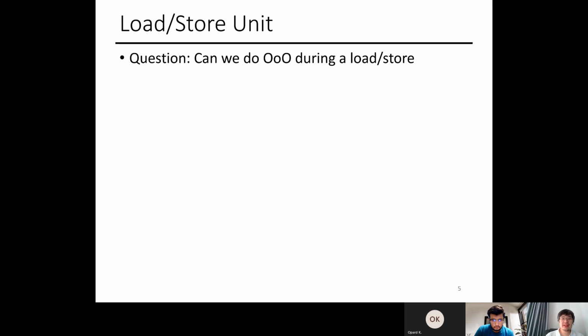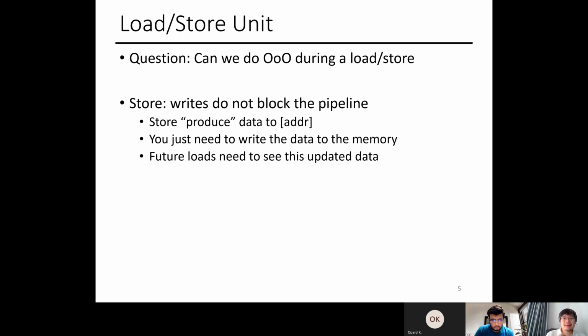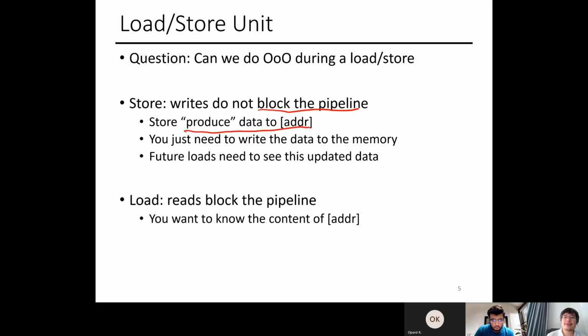So can we do out of order, right? Doing a load and store. When you write data to DRAM, it doesn't really block the pipeline. Why is that the case? Store doesn't use data. It produces the data to the address, right? So what you need to guarantee is that eventually you write this back to the memory. So basically your data has to eventually be written back to the main memory. So future loads just need to see this updated data.